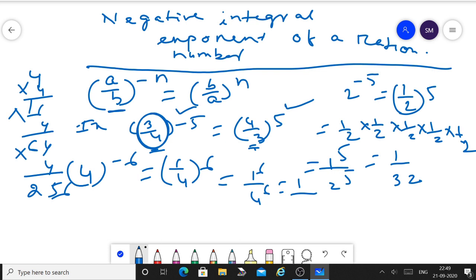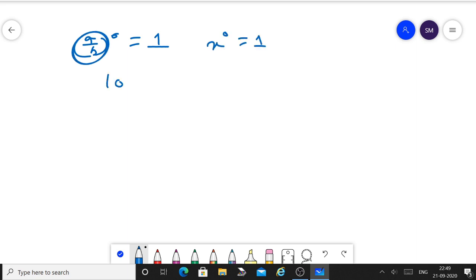Then another law. What may be the base, but when the exponent is 0, a by b to the power 0 is always 1. Whatever the base may be, x to the power 0 is equal to 1. 1000 to the power 0 is equal to 1. What may be the base? This doesn't matter. When the exponent is 0, we always get the answer 1.